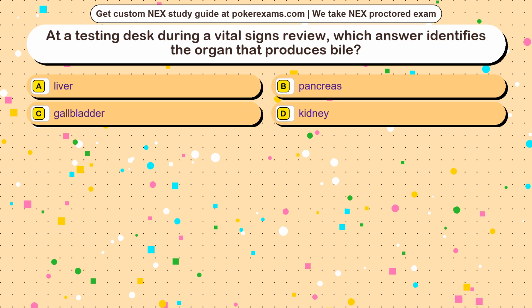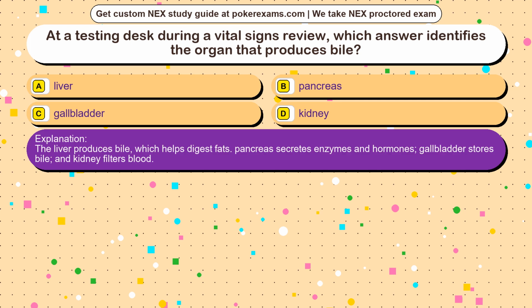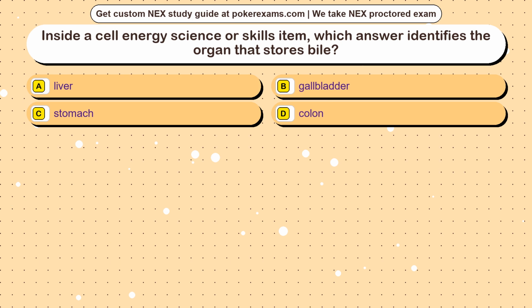The correct answer is option. The liver produces bile, which helps digest fats. Pancreas secretes enzymes and hormones, gallbladder stores bile, and kidney filters blood. Question 24. Inside a cell energy science or skills item, which answer identifies the organ that stores bile? Option A, liver. Option B, gallbladder. Option C, stomach. Option D, colon.